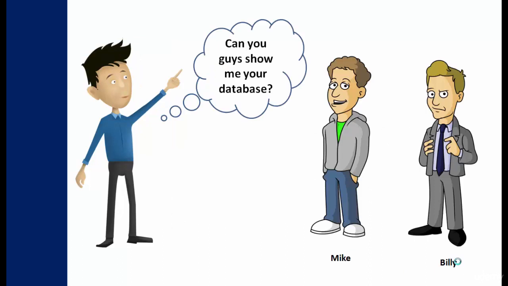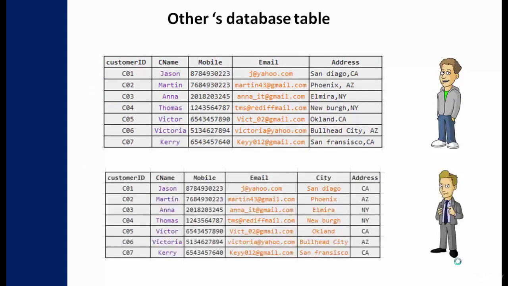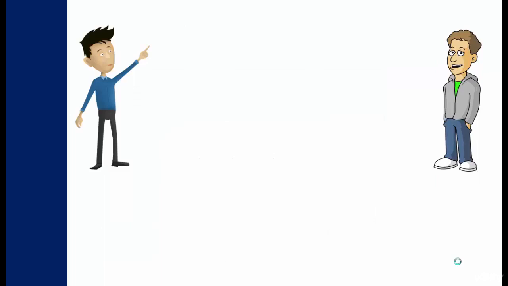To see how other sellers are doing, Jeff met two booksellers, Mike and Billy, who were also using a database to maintain their data. Jeff asked for their table structure. If you see Mike's customer table, he has kept city and state in the same address column, and on the other hand, Billy has created a new column for city. This is the exact situation which Jeff wanted to understand.